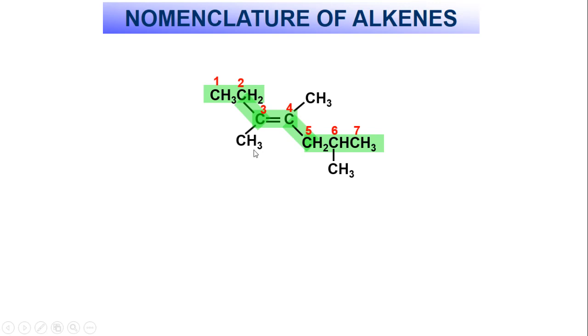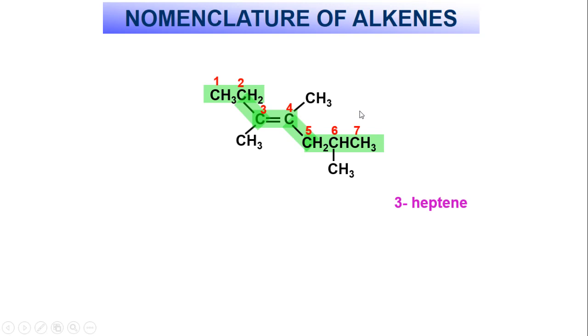So we have 3 methyl groups. So what could be the name? The first thing, like we have stated, we have 3-heptene, okay? 3-heptene, remember it has a 7 carbon chain, and this 3 is talking about where the double bond is. So this name 3-heptene is just the name from 1, 2, 3, 4, 5, 6, 7 without considering the branches.